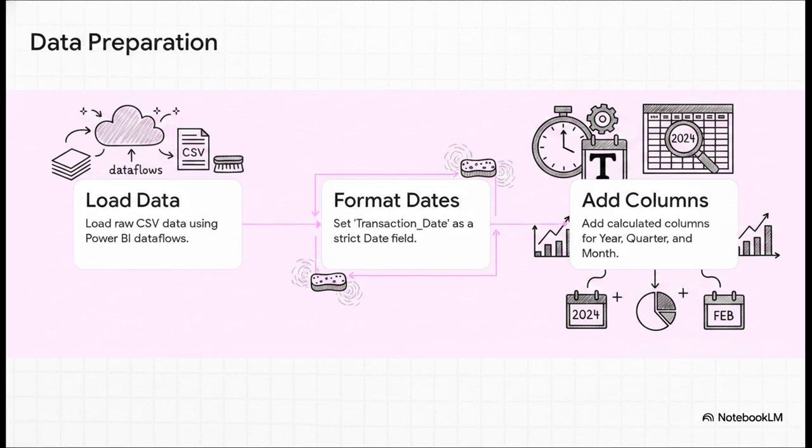Next, we clean things up by setting the transaction date as a strict date field. Finally, we add calculated columns to extract the year, quarter, and month. And why does this matter? Well, because without those date dimensions, our chief inspectors literally wouldn't be able to track health risk trends over time.